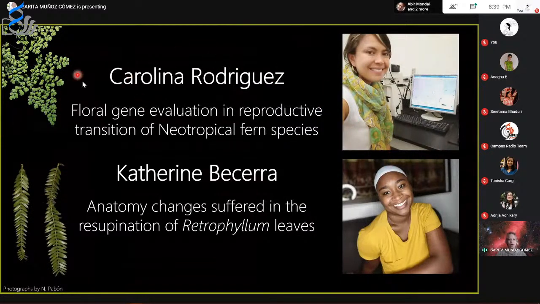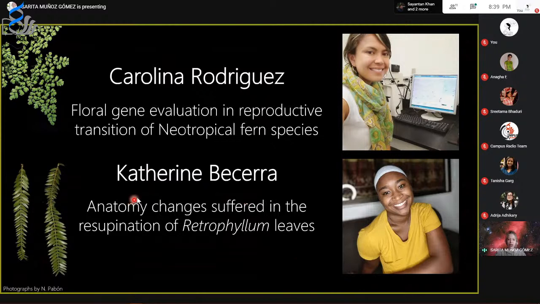She's working on floral gene evaluation in the reproductive transition of neotropical fern species. So what she's doing right now is trying to understand what the genes for flowering are doing in other species that do not produce flowers, such as ferns.